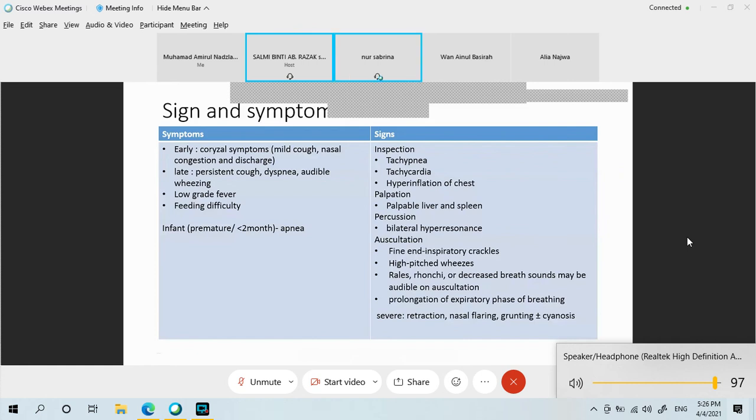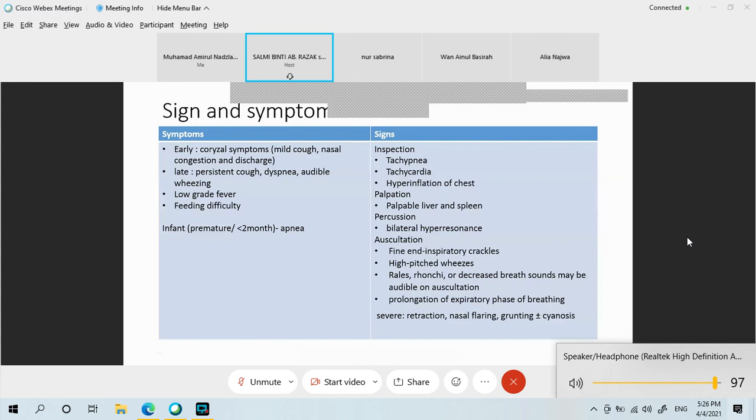One more is palpable liver and spleen. Personally, for a patient with hepatosplenomegaly, I will cover with antibiotics because this indicates severity, isn't it? With the presence of hepatosplenomegaly, definitely I will give antibiotics. Whereas if you say RDS, you don't have to start, isn't it? You don't start, because it is viral.